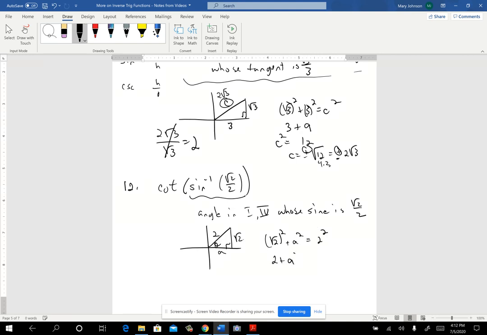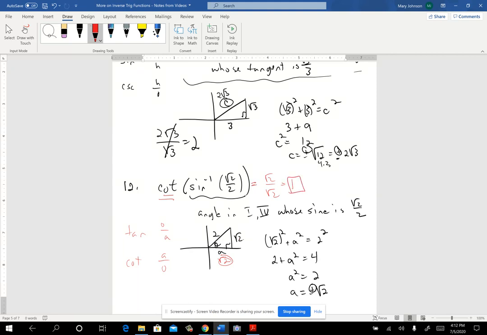So that would be 2 plus a squared equals 4. A squared would equal 2. And see how a turns out to equal the square root of 2 as well right here? Okay. All right, now I need cotangent. So I know tangent was opposite over adjacent, so cotangent is adjacent over opposite. So it's square root of 2 over square root of 2, still 1. Okay, and that would be your final answer.